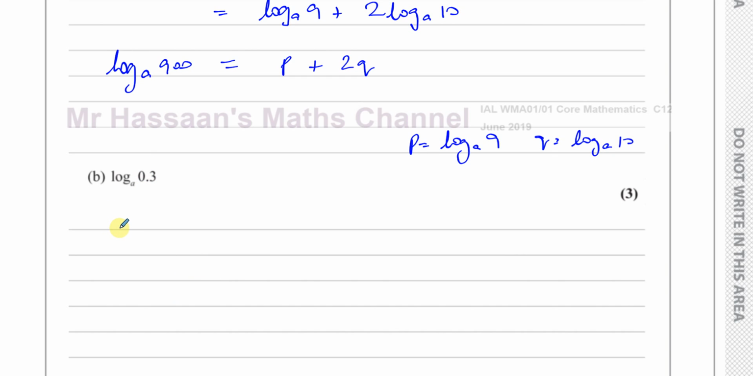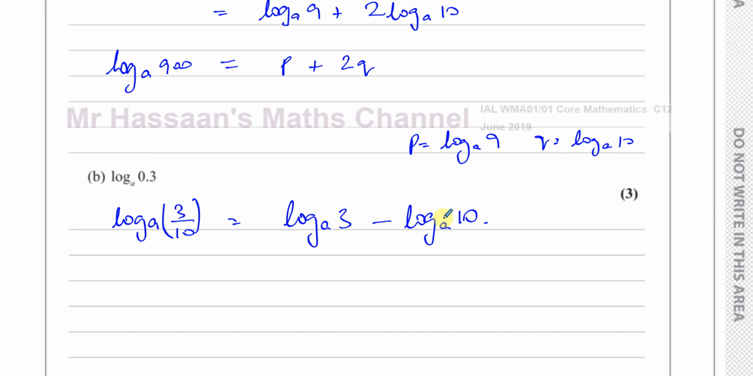Now, the first thing I can think of here is to write this as a fraction. So this will be log to the base A of 3 over 10. You can write it like that. That's one way of doing it. All right, now I can use the law of subtraction. So I have log to the base A of 3 minus log to the base A of 10. Okay, so this part is fine. This is going to be Q.